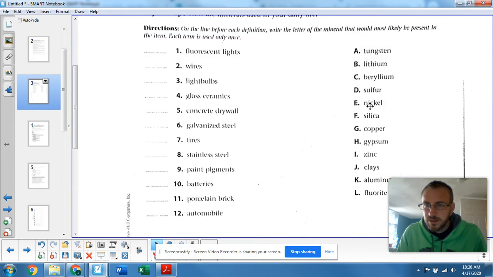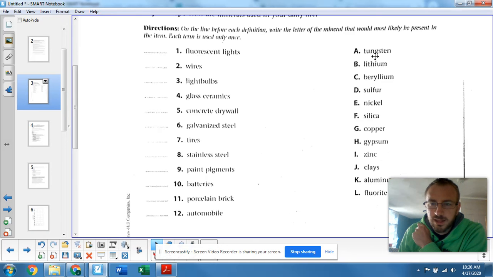Is lead one of these things? Apparently not. So I'm going to say that that mineral ID chart isn't going to be super helpful for you. What you would do is pretty much just say what element is used in fluorescent lights, or what element is used in wires, what element is used in light bulbs, and it'll pop up and help you fill out some of the uses for these different elements.